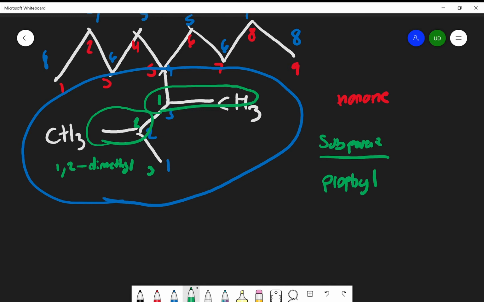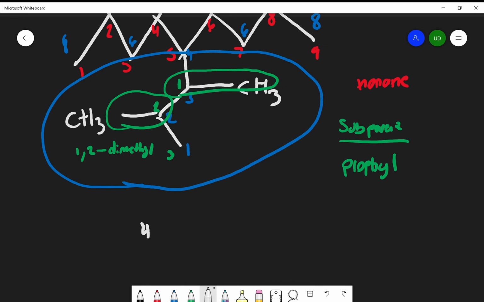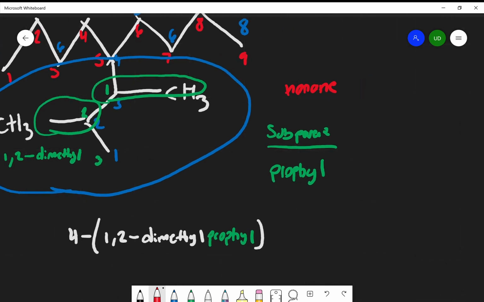So now that we have that, we can begin our proper naming system. So on carbon 4, we have hyphen, parentheses, 1,2-dimethyl, and then our sub-parent group, which would be propyl, parentheses, and then we put our main parent group, which is nonane.